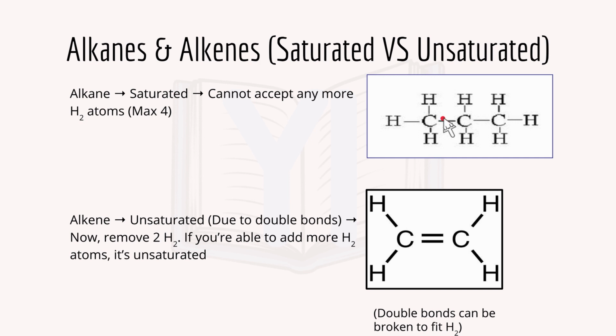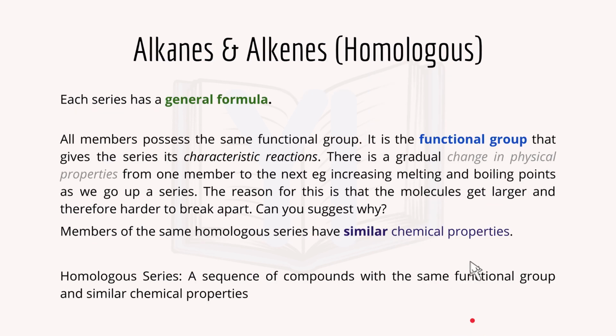You see single bonds, means you can't just replace one or just add one. And alkenes are unsaturated due to double bonds present here in the carbon. So you can remove the double bonds and add an atom or any element here. The double bonds can be broken to fit H2. So then we have homologous series. Each series has a general formula, and all members possess the same functional group, and it is the functional group that gives the series its characteristic reactions.